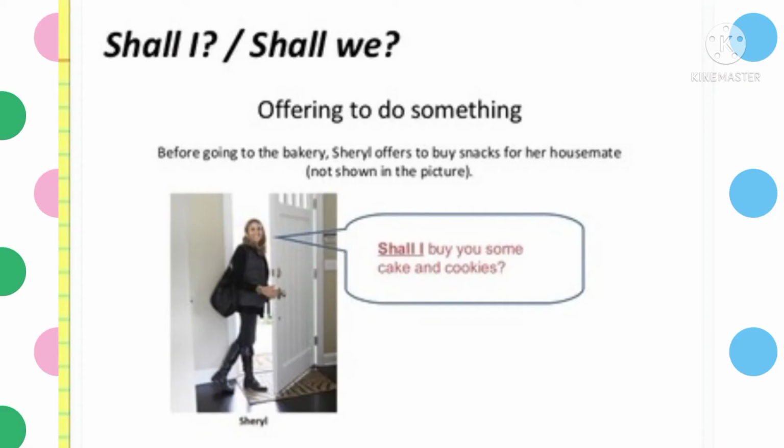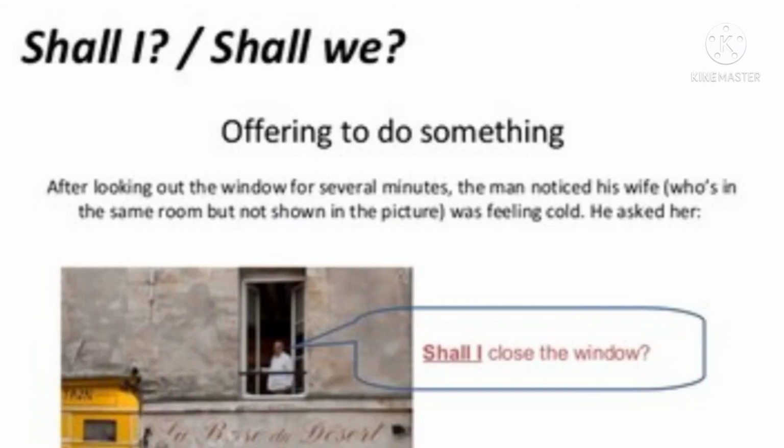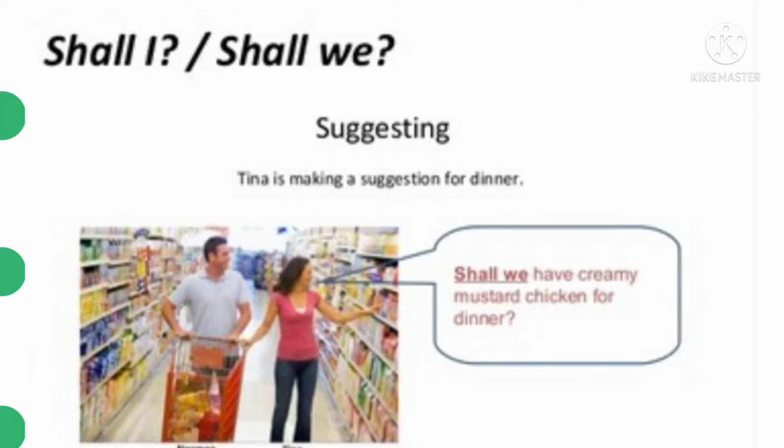Example, shall I buy you some cake and cookies? That is offering to do something. That means I'm ready and only asking whether I buy it. Here again offering. Shall I close the window? Okay, this is a help that I offer.